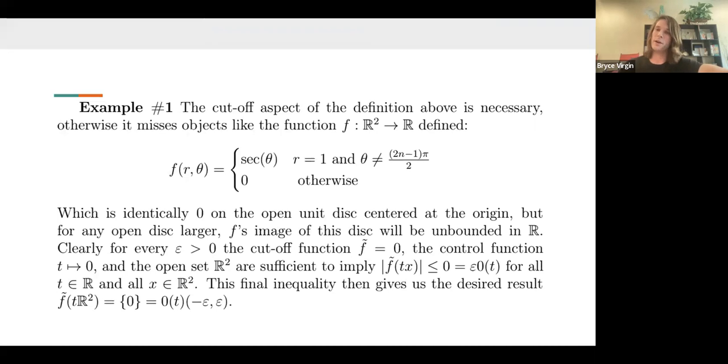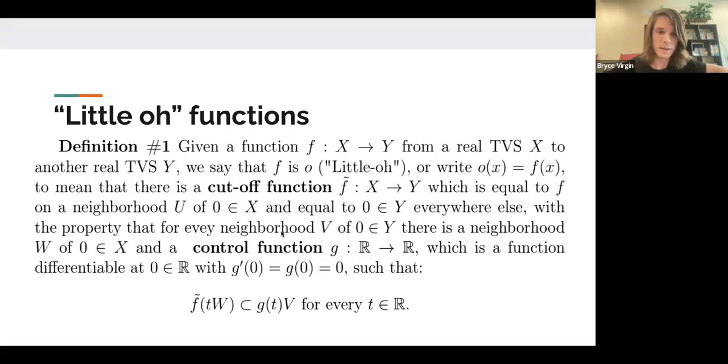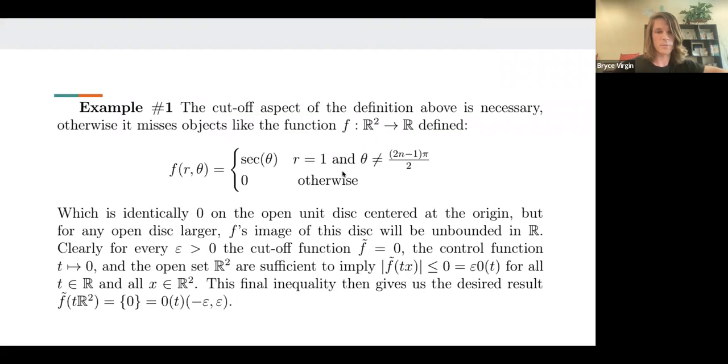But without the cutoff part of the definition, this function would not be little o, because let me return back here, as I scaled up any neighborhood for all real numbers, I would eventually get to the point where my neighborhood was larger. It was outside of the open disk of radius 1. And therefore, it would include the points where my function would cause my function to have an unbounded range. That would be a problem.